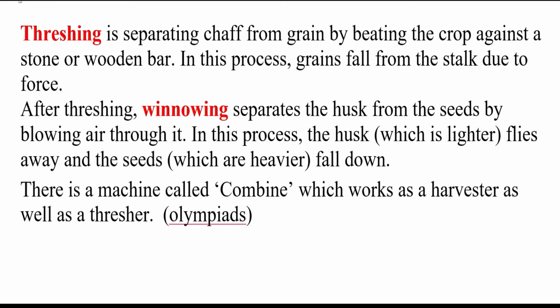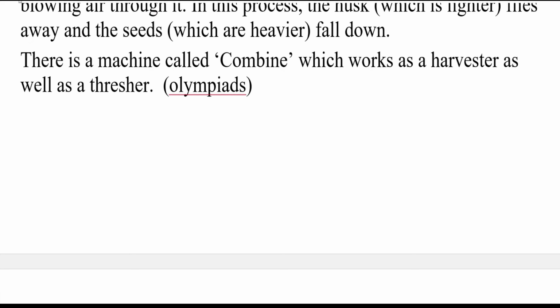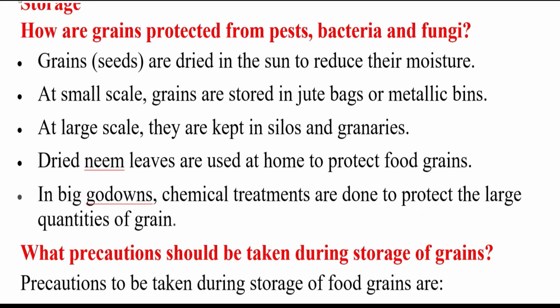And after threshing, the winnowing process takes place. So here, winnowing separates the husk from the seeds by blowing air through it. In this process, the husk, which is lighter, flies away and the seeds, which are heavier, fall down. There is a machine called a combine, which works as a harvester as well as a thresher. So both the works can be done by this machine called a combine.